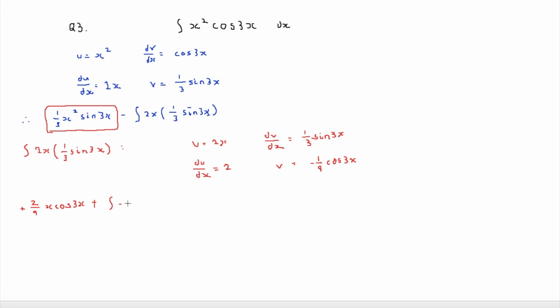Now this is adding because it would normally be minus, but because we've got a minus sign round here, this is going to turn to adding, and that is going to be integrating minus 2 ninths cos 3x. And that is because what we have is the du over dx times v.